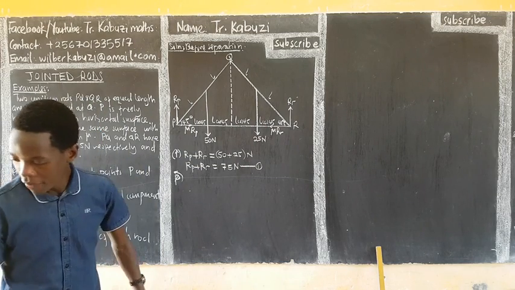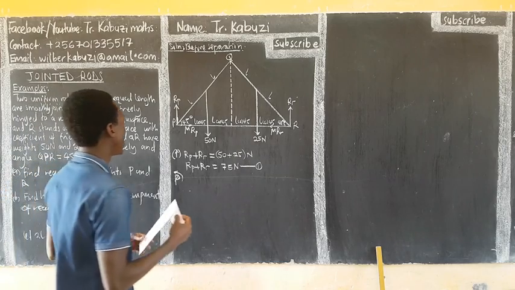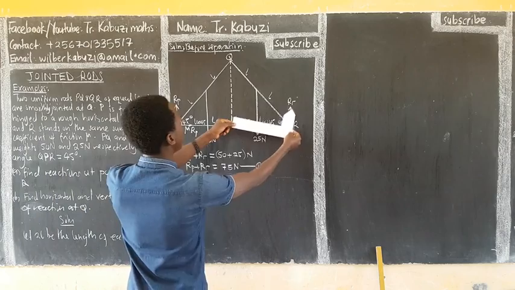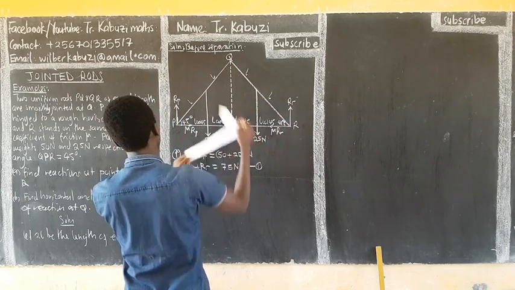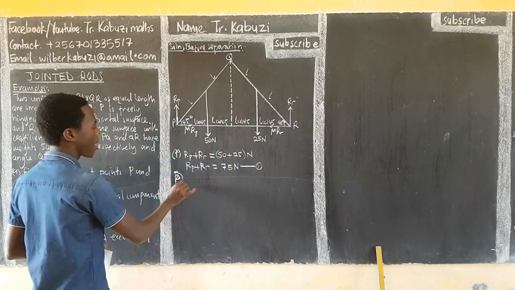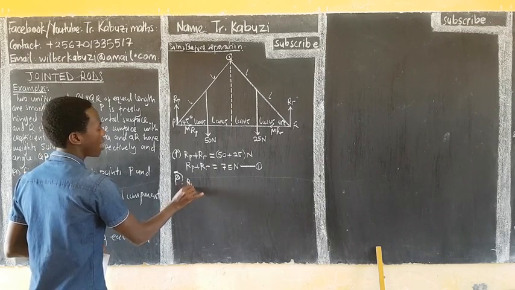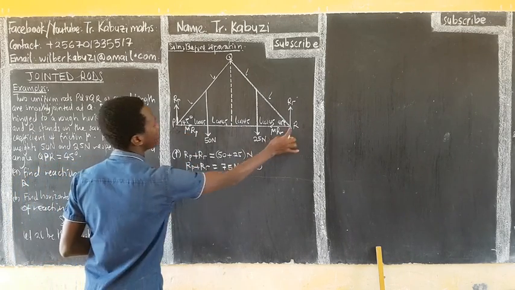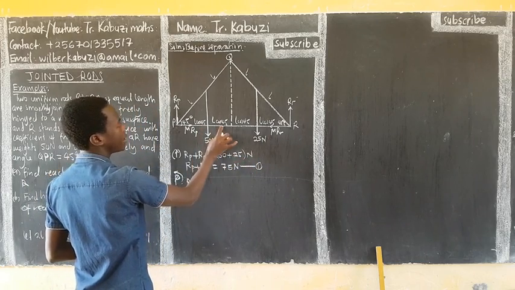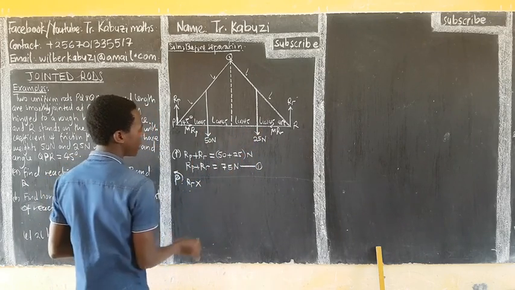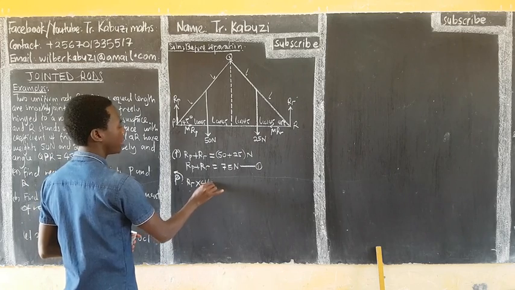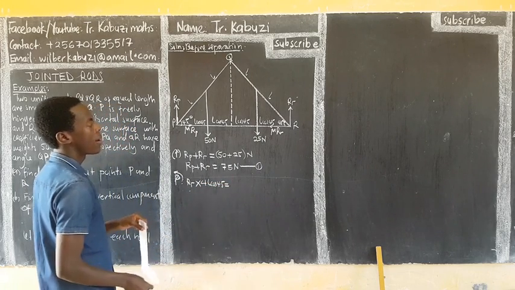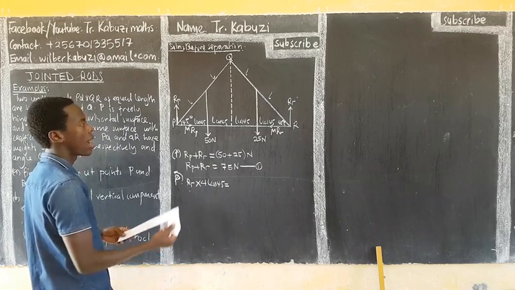Now if you take moments at P, anti-clockwise, you see the only force anti-clockwise is this one. So you shall get R_R times the perpendicular distance from here up to here. I add this plus this plus this plus this, and that gives me 4L cos 45 equals 2. Those are the only forces active anti-clockwise.